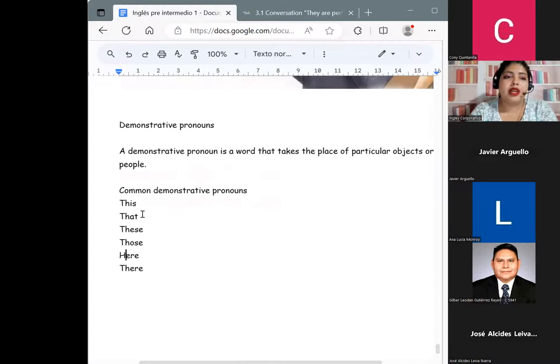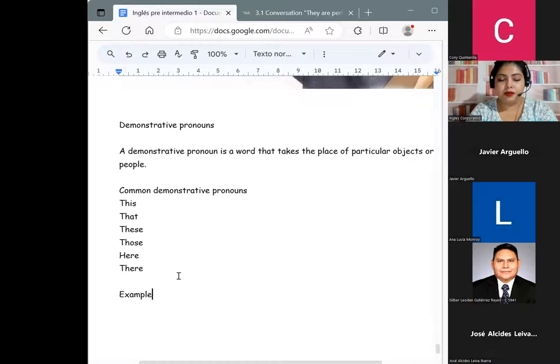This, that, this, those. Here and there. And these ones are the demonstrative pronouns. So, in this case, we are going to have a short conversation in which you are going to see what uses we can give to these words. Vamos a tener dos pequeñas conversaciones para que ustedes vean cómo se utilizan estas palabras en una conversación en un día cualquiera.